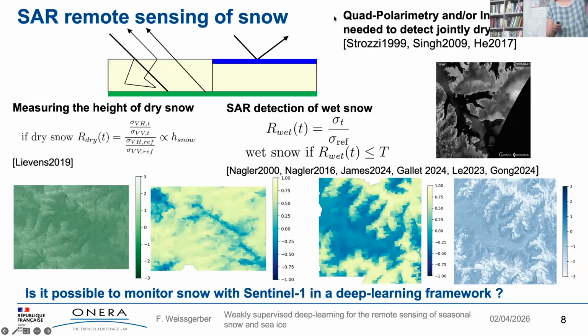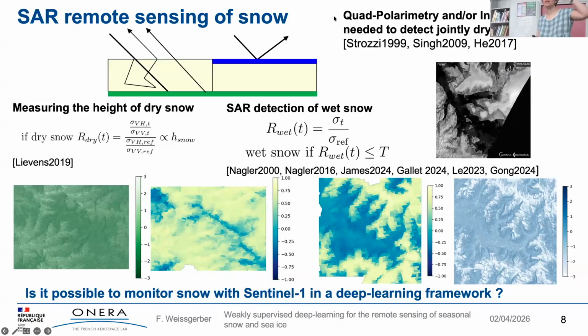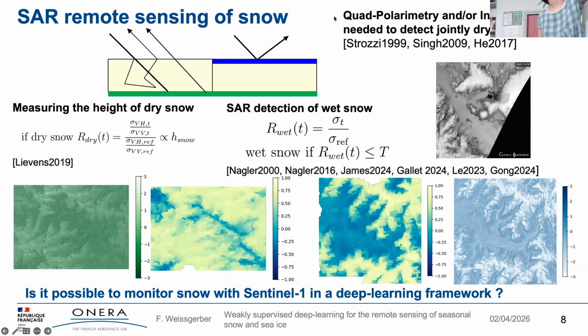What is easy to detect in SAR is the wet snow, because basically, so here I have a small GIF in Ny-Ålesund, so in Svalbard.